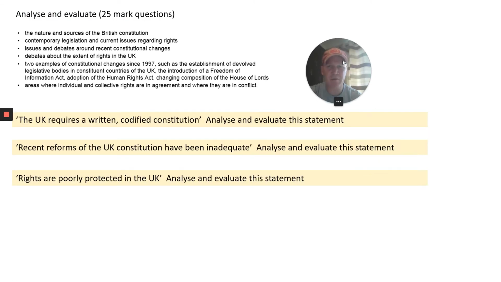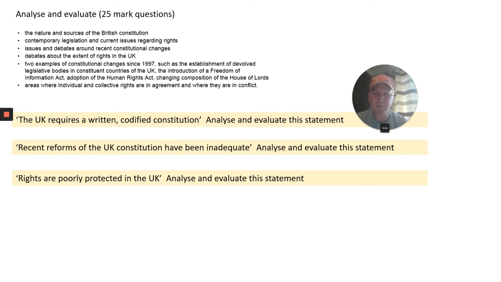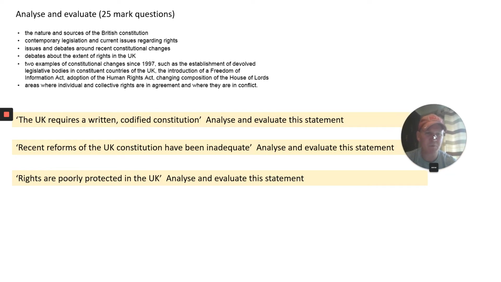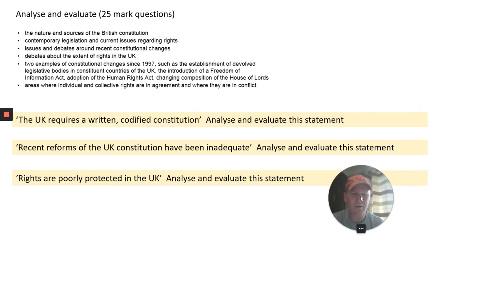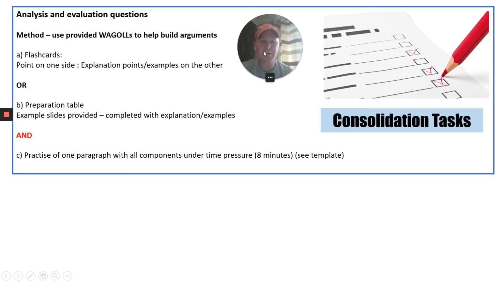Now we move into the area of the 25-mark questions, or the potential 25-mark questions, and the areas they will be looking at. I've suggested 3, as you can see, which kind of link to these. Requirement for a codified constitution in the UK, the fact that reforms have been inadequate, or that our rights are not purely and very well protected. And there's various ways in which, again, I think you can do this. First of all, use the waggles. Now, what I'm going to do is I'm going to email you some waggles which are linked to these particular questions. They aren't the questions, but they're questions very similar to them.